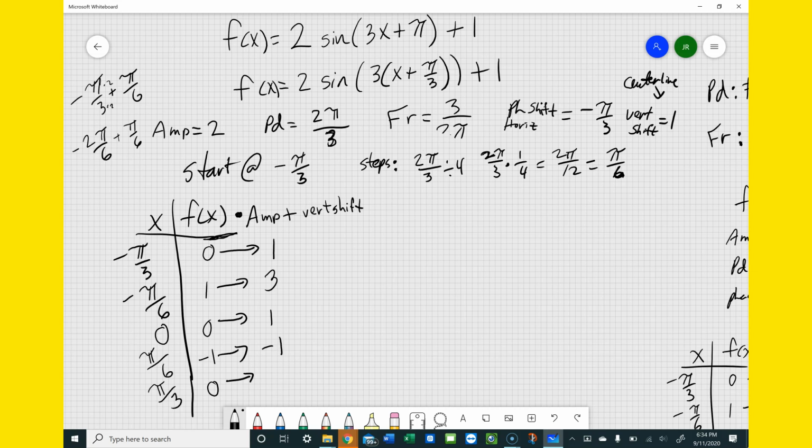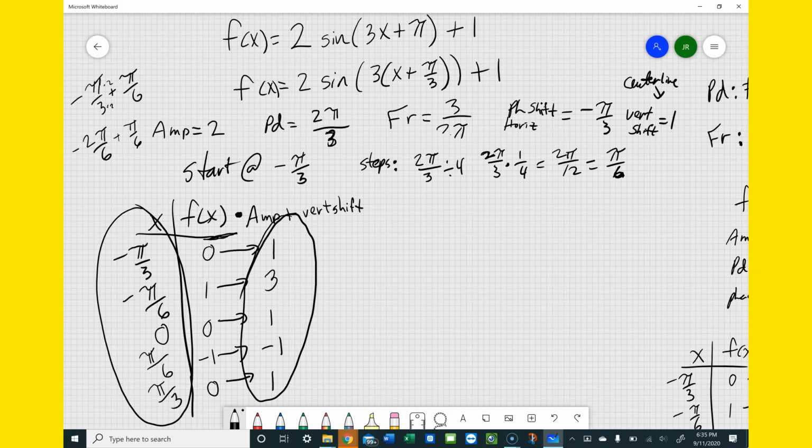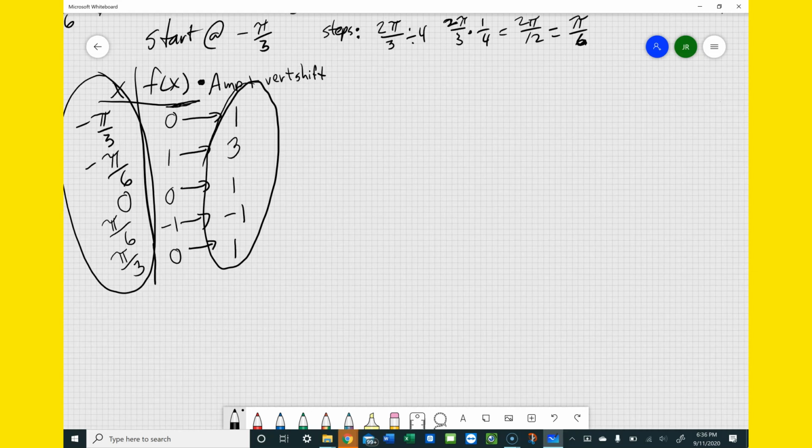And make sure I've done that right. Negative 1 times 2 is negative 2, and then plus 1 is negative 1. That's right. And again, negative 2 times 0 is 0, plus 1 is 1. So here are my ordered pairs. These values paired with these values are the ordered pairs that I'm going to graph. So let's begin our graphing process here.